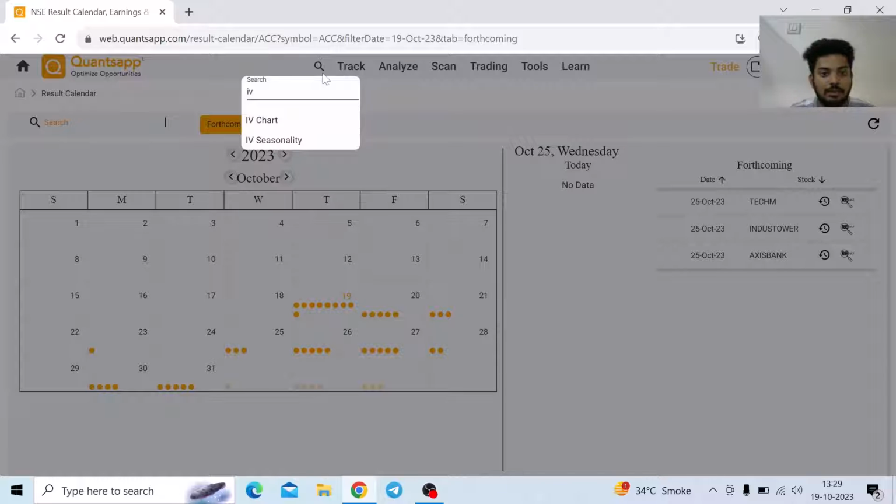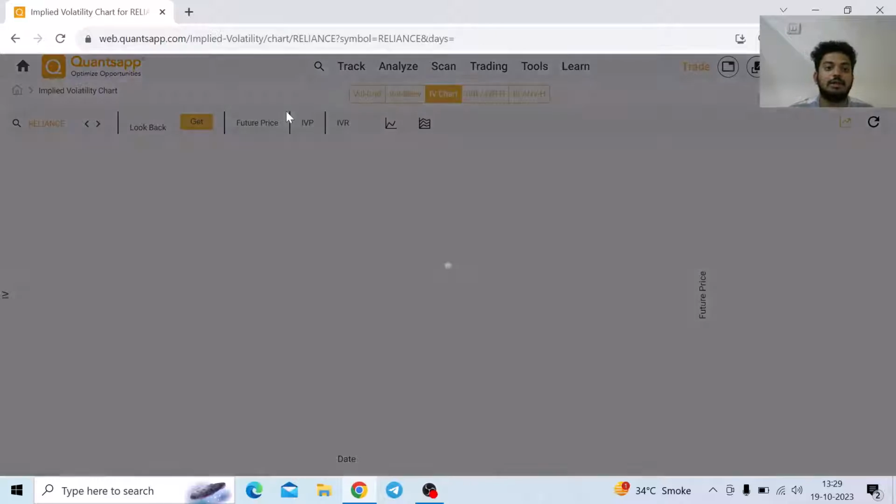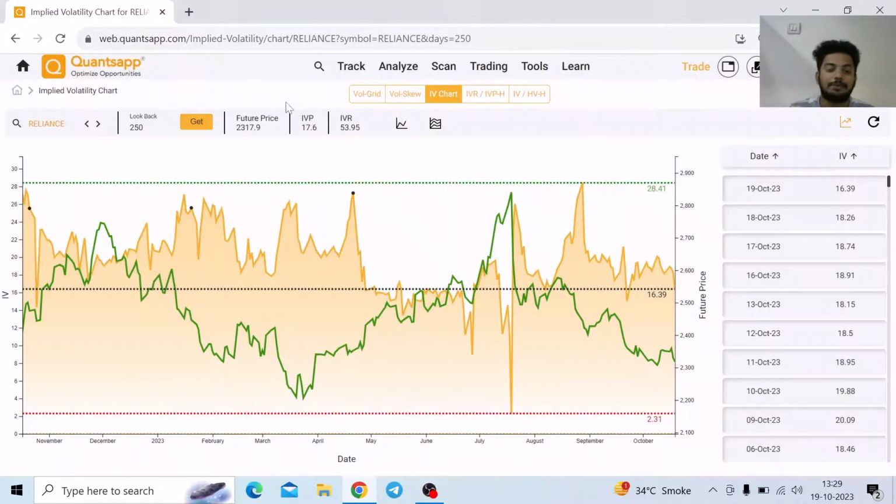Does this really happen? Let me just take you to the IV chart. You can access Quantsapp from the link in the description box below. Now the orange line is showing us implied volatility and the green line is showing us the futures price.